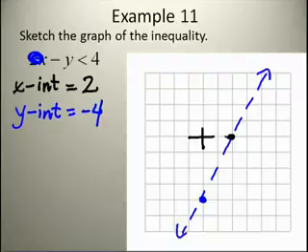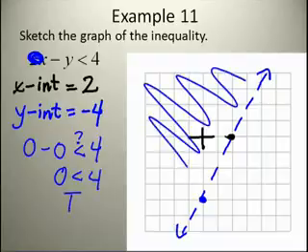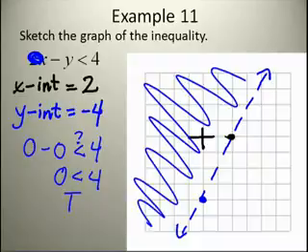And again, to figure out where I'm going to shade, I'm just going to substitute in zeros and see if I get a true or a false statement. So I get 0 is less than 4. And that is certainly a true statement, so I'm going to shade over the 0, 0, which is to the left.